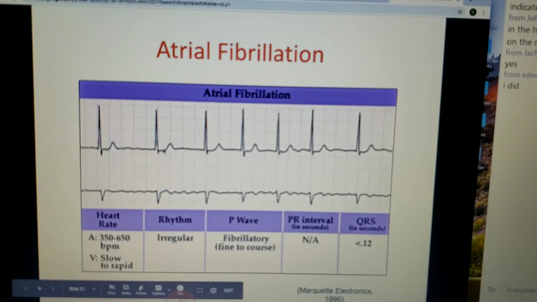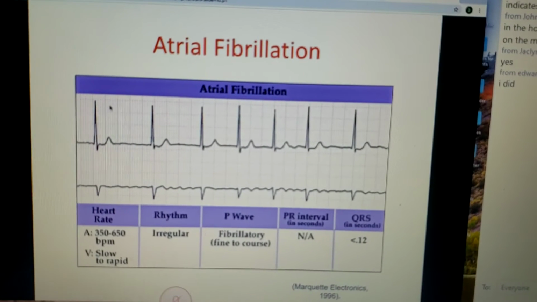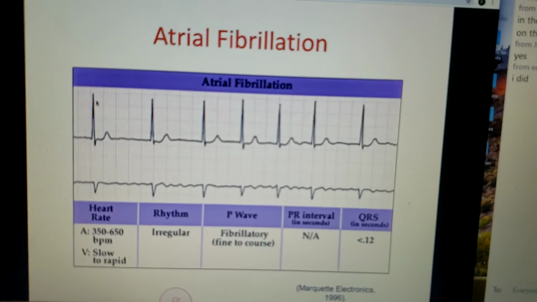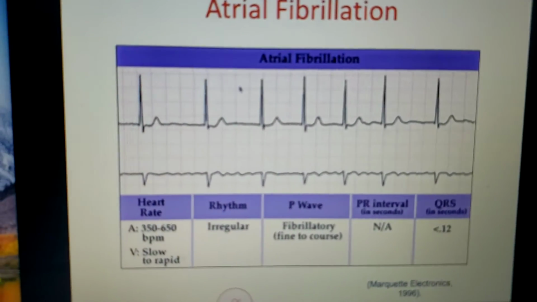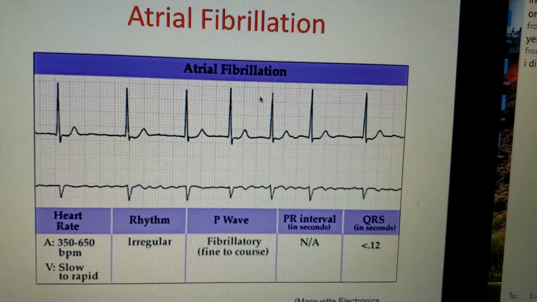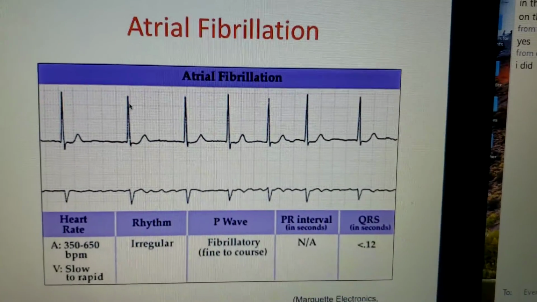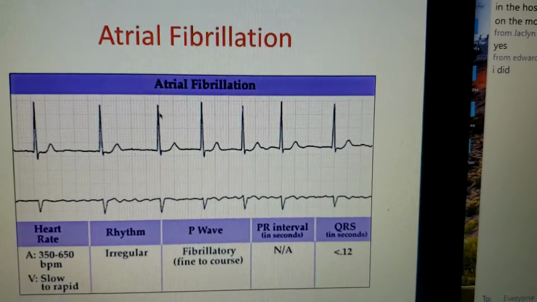Now, when you first look at it, you're like, oh, it's regular. But you look at it, I've got 1, 2, 3, almost 4 full boxes. And then I got 1, 2, 3, possibly 4. 1, 2, 3. 1, 2, 3. And then I go back to 4. It is irregular. Okay, I don't have consistency with my R to R interval.